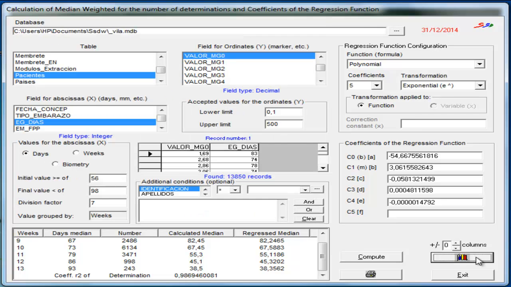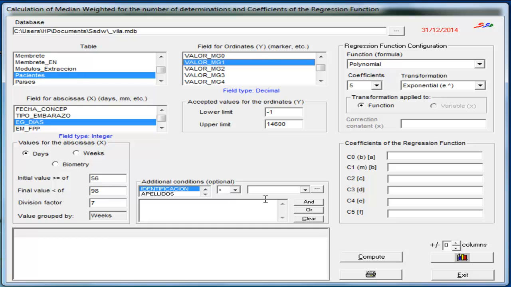Now, we are going to do the same for the marker MG1, which corresponds, in a first trimester screening profile, to the pregnancy-associated plasma protein A. First, we correct the lower and upper values that could be erroneous and have been introduced in the database. Let's try a polynomial equation without transformation with two coefficients.